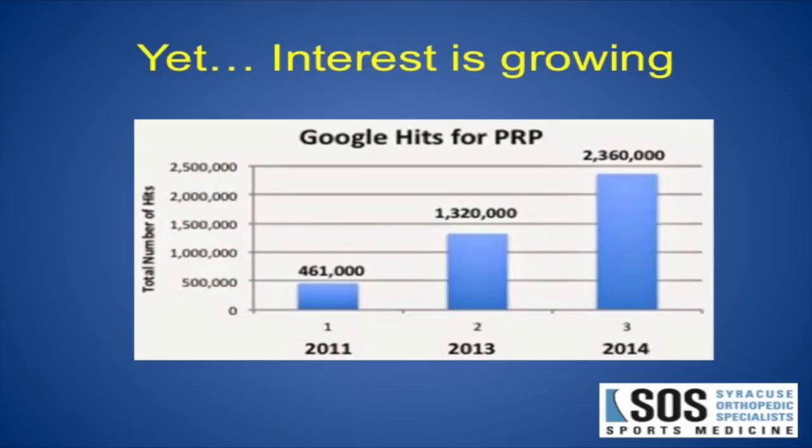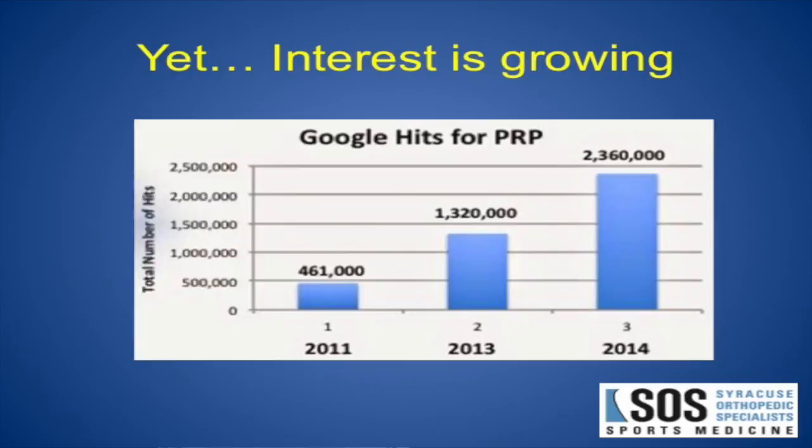That puts a lot of responsibility on the patient, on the athlete, and on your players. So it's very difficult to have someone spend money for an intervention that we don't have a lot of information on. But the interest is there. This was a Google hit for PRP. You can see from 2011 to 2014, it magnified by almost 6 times.